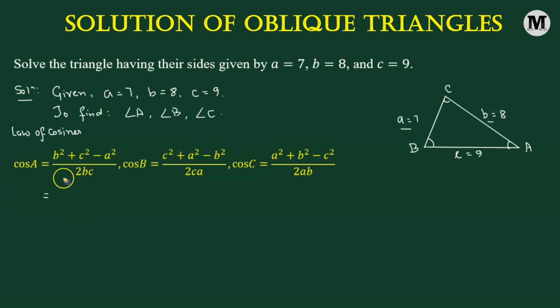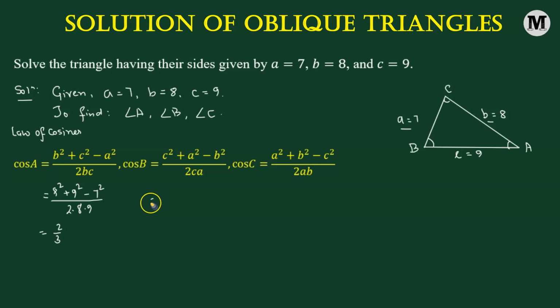So for cosine of angle A, all we have to do is substitute B with 8. So we get 8 squared added to C squared, where C is substituted with 9 squared, minus A squared, so that's 7 squared, divided by 2 times 8 times 9. So that is going to give us 2 over 3.